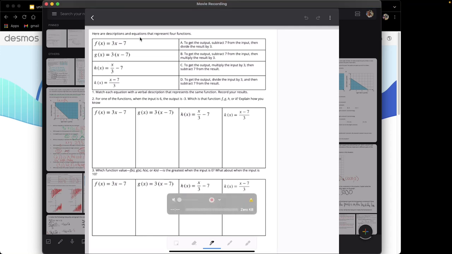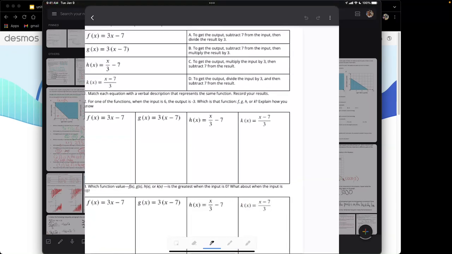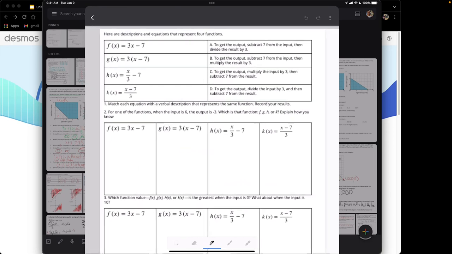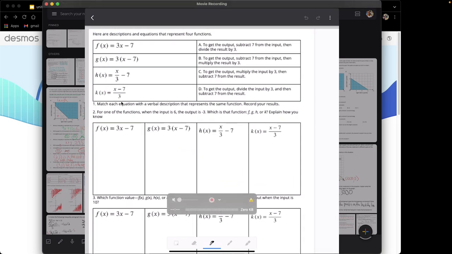Here are descriptions and equations that represent four functions. Let me zoom in on this a little bit so you can see it better. All right, match each equation with a verbal description that represents the same function. So there are four functions here, and we're going to match each of these with one of the descriptions. So let's start with A. To get the output, subtract 7 from the input, then divide the result by 3.